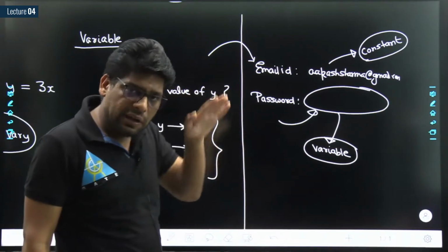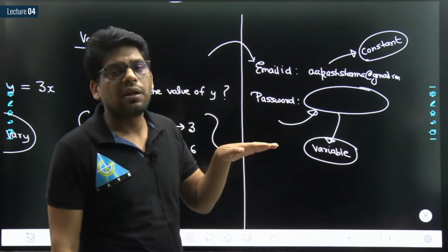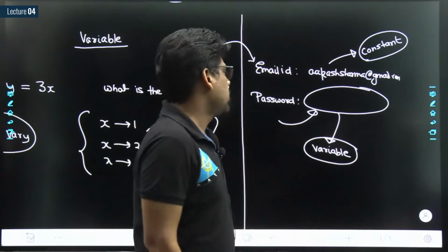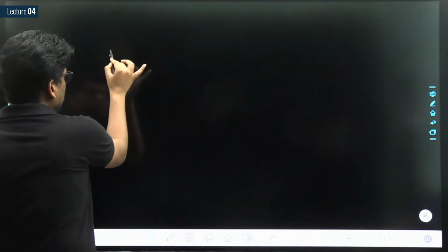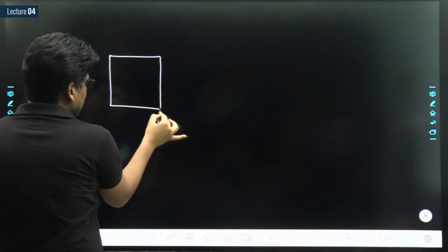So in a program, what is called as a variable? Sir, a variable is something that can change its value. Okay. Sir, please provide us another example. Okay. A variable, you can think of variable as a container. You can think of variable as a container.